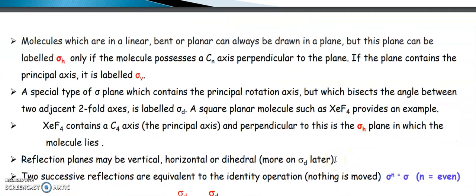Now, molecules which are linear, bent or planar can always be drawn in a plane, but this plane can be labeled sigma h, meaning horizontal plane, only if the molecule possesses a Cn principal axis perpendicular to the plane. If the plane contains the principal axis, it is denoted a vertical plane, sigma v. The special type of sigma plane which contains the principal rotation axis but which bisects the angle between two adjacent two-fold axes is labeled sigma d, meaning dihedral. The square planar molecule such as XeF4 provides an example.